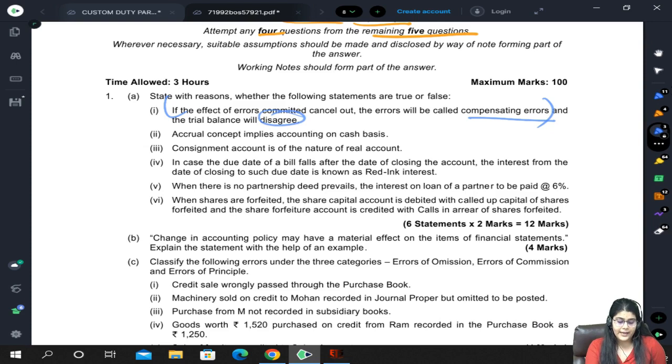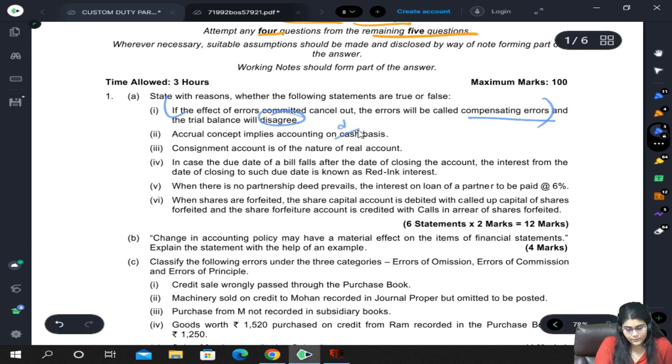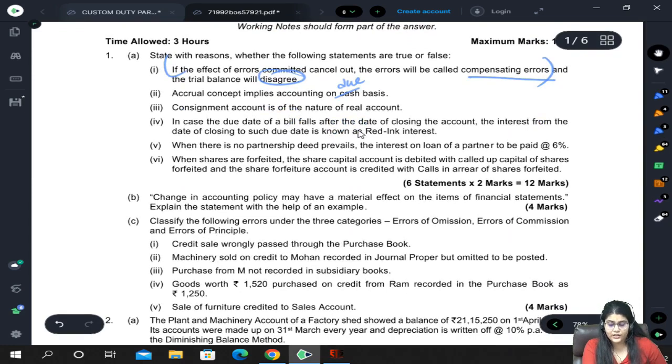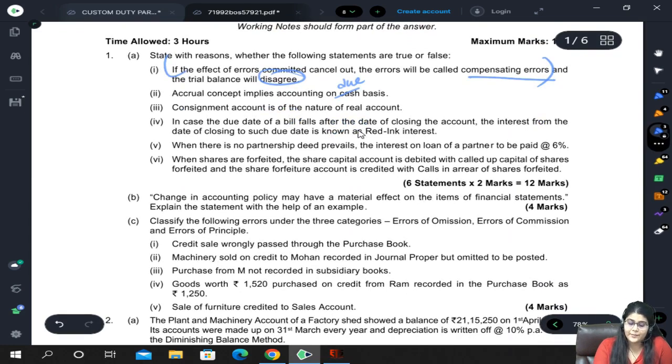Accrual concept implies accounting on cash basis. This is of course wrong because the two concepts are accrual and cash. Accrual concept is basically when we account on due basis. Consignment account is of the nature of a real account. No, consignment account is a nominal account as we all know.